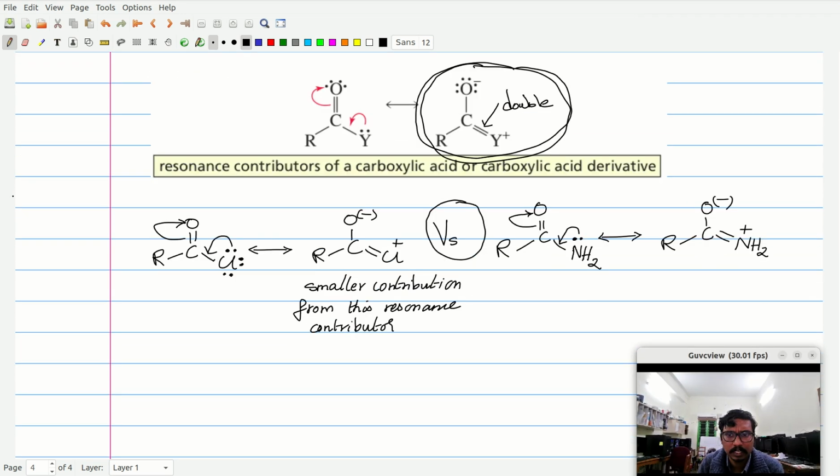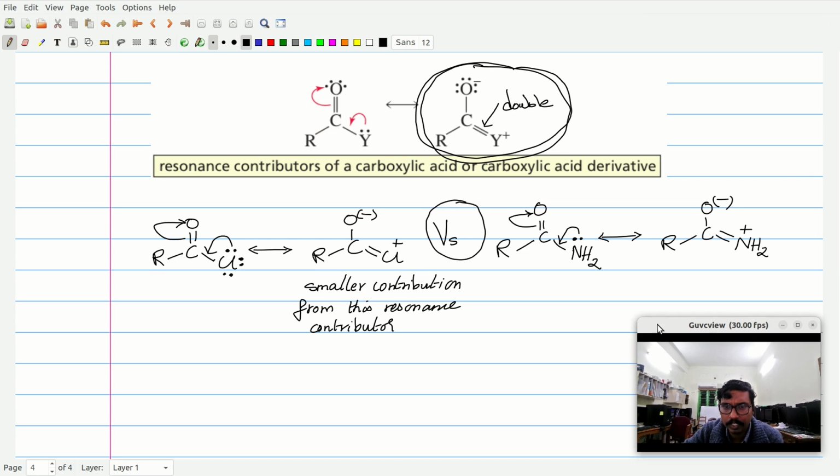we see that this resonance that we have drawn here makes a smaller contribution. So this is not a very stable contributor, whereas this is a very stable contributor.